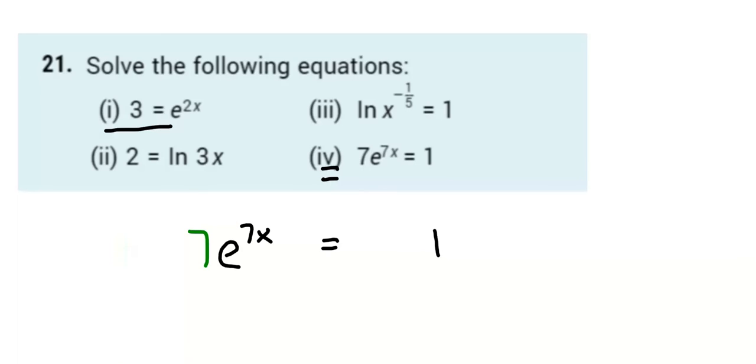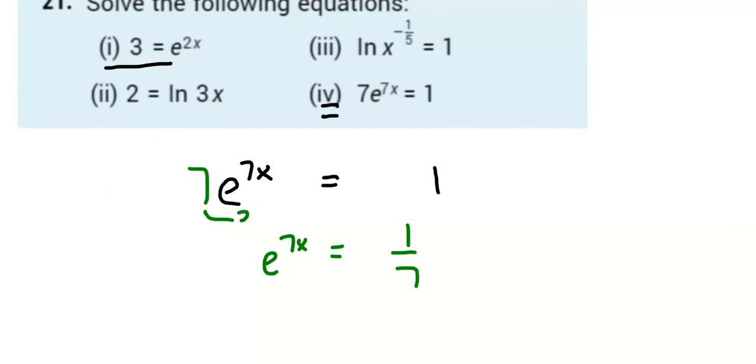Get rid of the green 7. So where should that go? Where should the green 7 go? No, this 7 here, it's multiplied. 7 multiplied by that, so 1 over 7. Is that right? Now, lads, now I can log both sides.